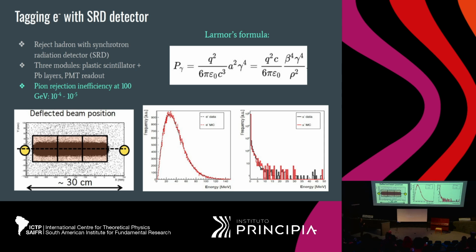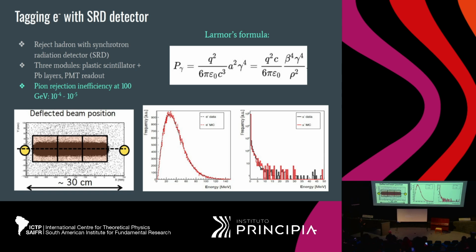Here you have a profile of the detector, with the position of the unbent beam, so how the beam should go if there was no magnetic field. Here is how the beam passes with a magnetic field, and the photons are emitted along this trajectory, and they hit a detector made of plastic scintillator and lead layers read by photomultipliers, so you can detect this light.